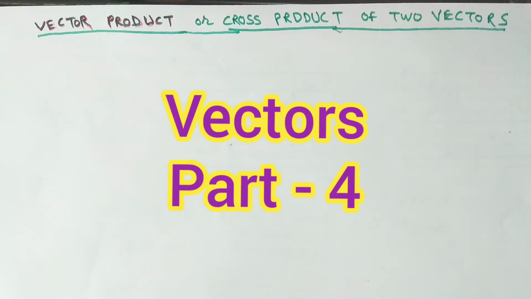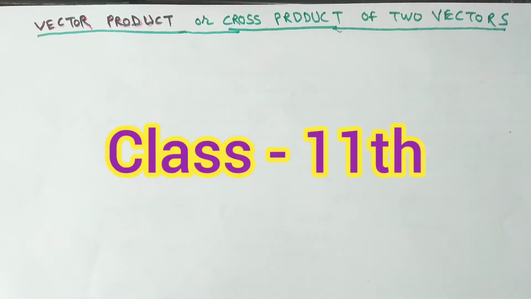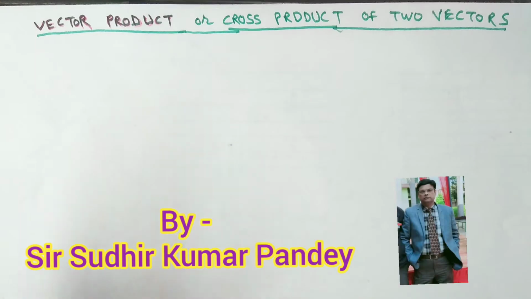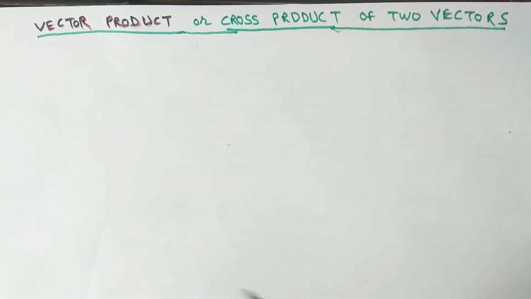In the previous video we discussed the scalar product, that is, the product of two vectors gives a scalar quantity, like work, which is the product of force and displacement. Force and displacement both are vectors, but the resultant work is a scalar quantity. Now in this video we'll discuss the vector product, where the resultant is a vector quantity.